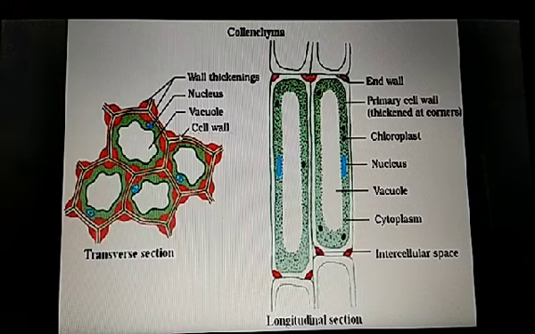Cell wall is there. And here in longitudinal section, wherever these two cells are joining together, thickening is always found at these places. And the primary cell wall is thickened at the corners, and chloroplast, nucleus, vacuole, cytoplasm, of course, are there, and some intercellular space which is very little compared to that of parenchyma. And these deposits are basically of a chemical called lignin.